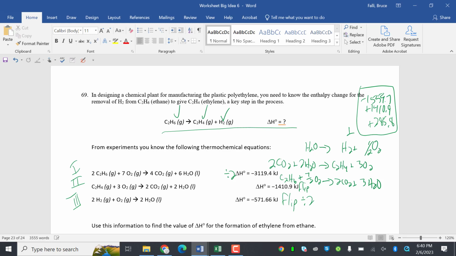And then I'm going to combine all of these. I know I did this backwards, but I did it in the order that I did it in, right? So this was the first one I used, and then the second and the third. So -1559.7 plus 1410.9 plus 285.8 is 137 kilojoules.